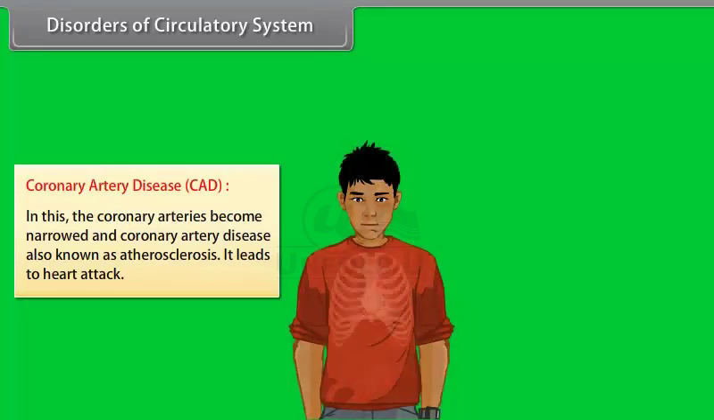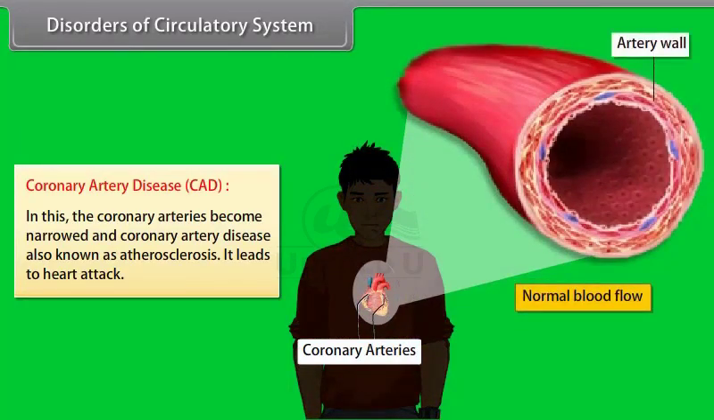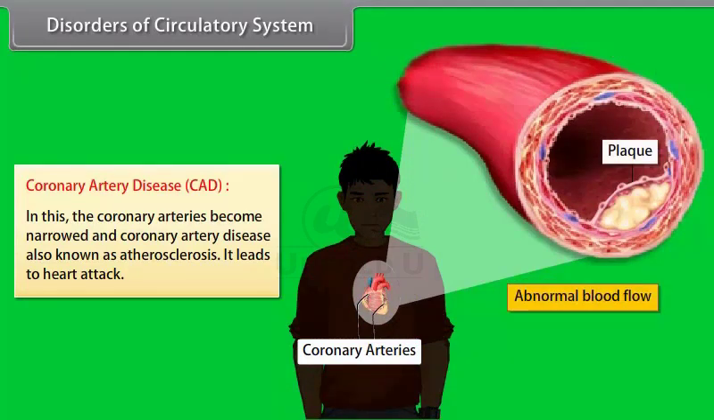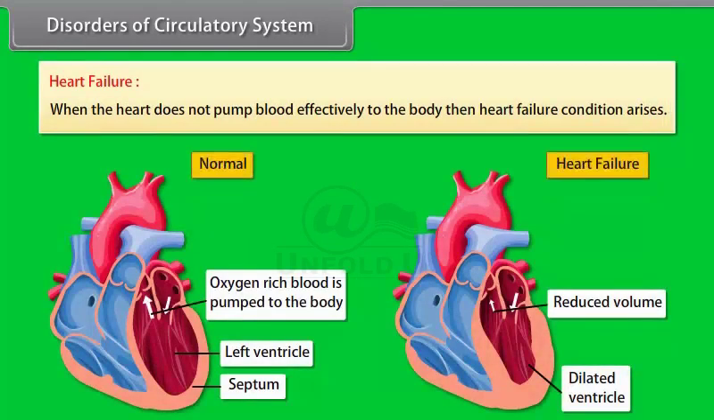Coronary artery disease or CAD. In this, the coronary arteries become narrowed, also known as atherosclerosis. It leads to heart attack. Angina results in chest pain when not enough oxygen is available to the heart. When the heart does not pump blood effectively to the body, then the heart failure condition arises.